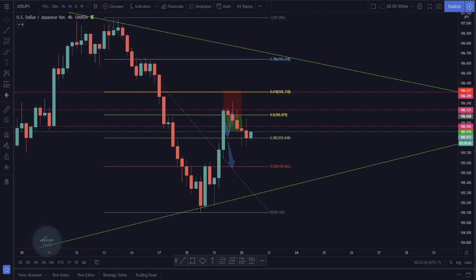So right now we're looking at the 4-hour time frame on USDJPY. It still looks like a bearish move. All right, let's dive into the 15-minute chart.